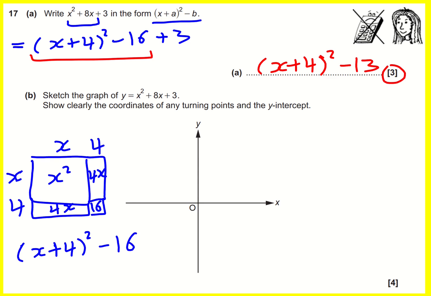Right, I'm now being asked to sketch the graph of this, show clearly the coordinates of any turning points and the y-intercept. Well, we get the y-intercept really easily. It's actually just this thing here. It's when x is 0. It's a bit like when you have y equals mx plus c. So I know it's going to go through 3, and I'm going to put a little cross and a 3 there. Now what else do I know?